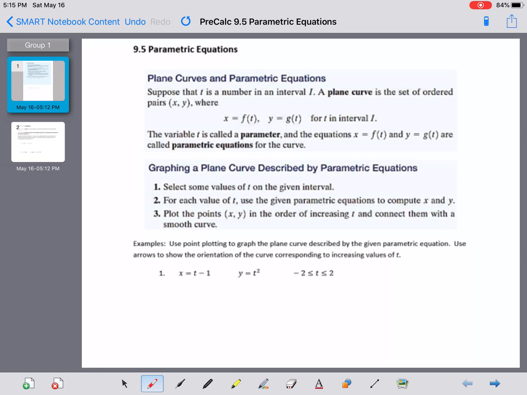To start with, we're going to have these parametric equations. So we're going to have more than one equation, which breaks apart the x in that moment of time and the y in that moment of time. We're going to select some values of t on the given interval, use the parametric equations to find an x and a y that go with each time, and then plot them and connect them with a smooth curve. So that's our steps, and that's what we're going to do in this first example.